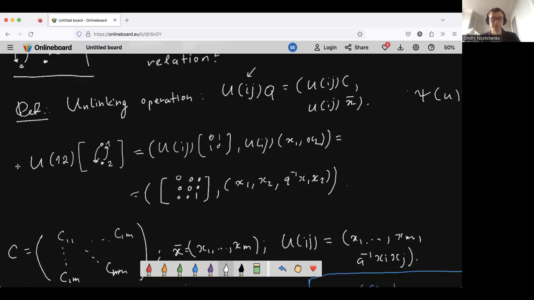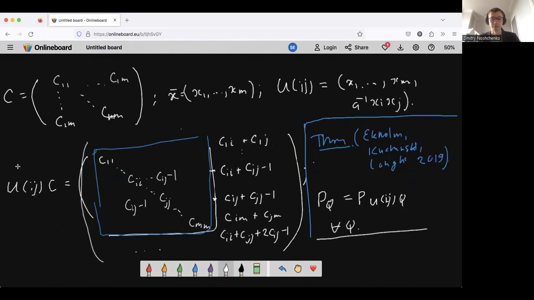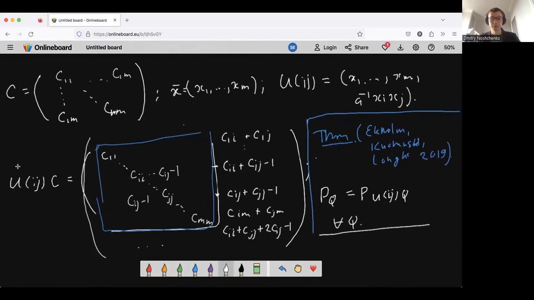So this is the general definition that we had. And the theorem states that by comparing quiver generating series, they are equal. So before, for a quiver Q, and after unlinking of this quiver, these generating functions are completely equal for any quiver.